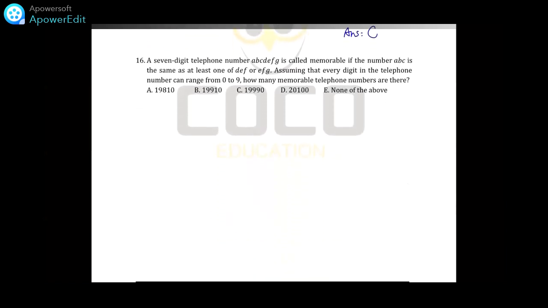For question 16, this is a 7-digit number, A, B, C, D, E, F, G. And the number ABC is the same as at least one of DEF or EFG. So let's consider case 1, where ABC is the same as DEF.